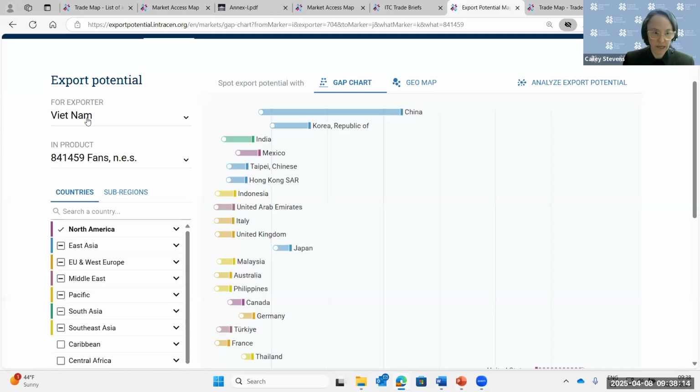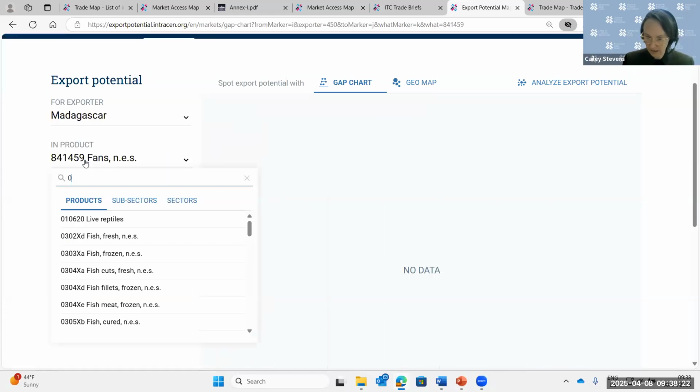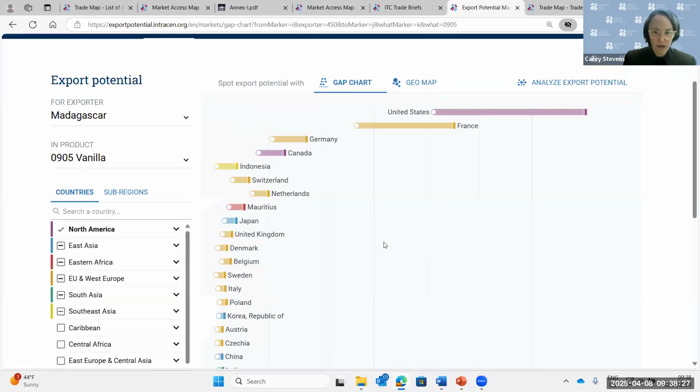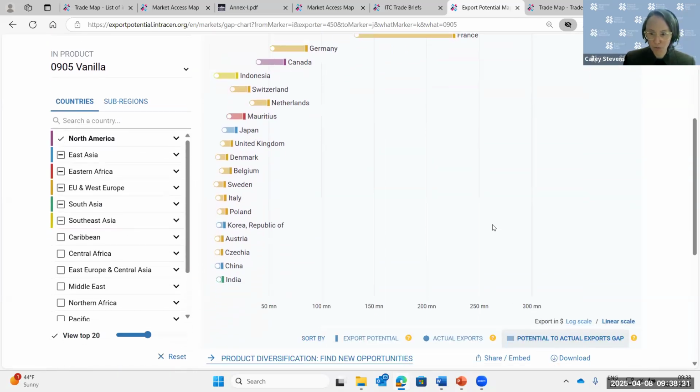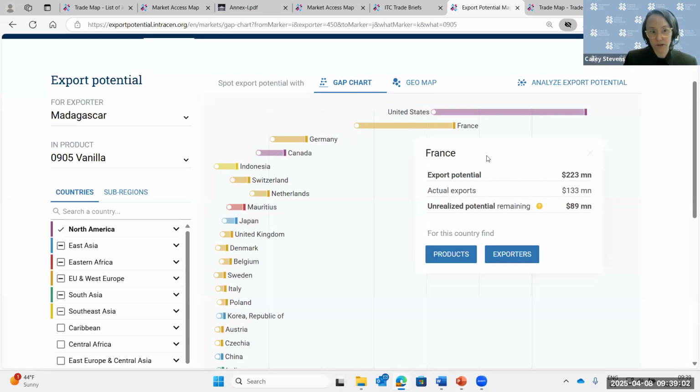Now I'm going to take the example of Madagascar, and we're looking at vanilla. And we are looking at the countries with the most room for growth by 2029. And we can see that the US has the most room for growth for vanilla by 2029, but let's say we don't want to export to the US because we are going to be facing that 47% tariff on vanilla. And instead, we could focus on France or Germany or Canada to increase exports of vanilla from Madagascar. So, for example, the French market has $89 million in unrealized potential for vanilla from Madagascar. So that means that we expect Madagascar to be able to export $89 million more worth of vanilla to France by 2029.